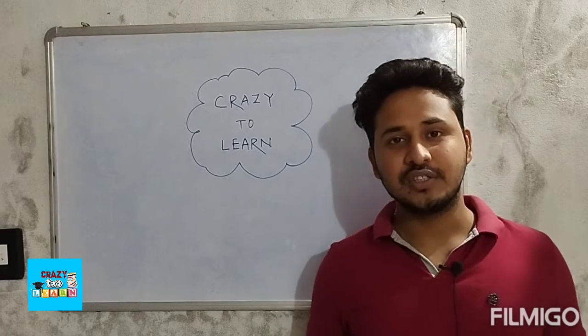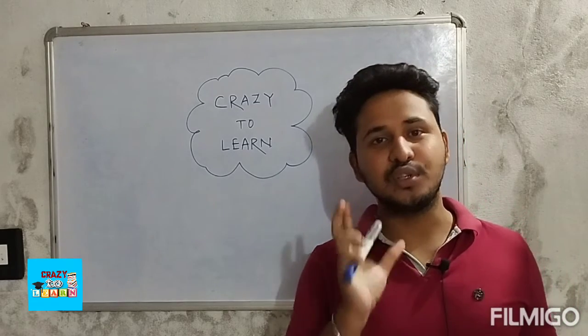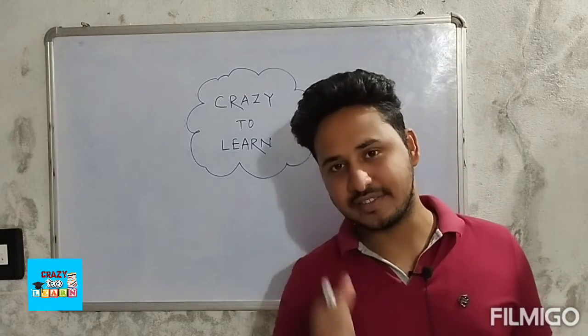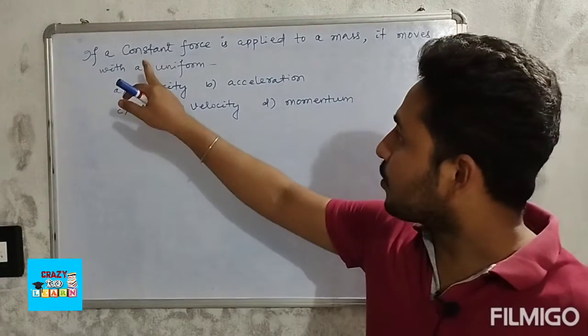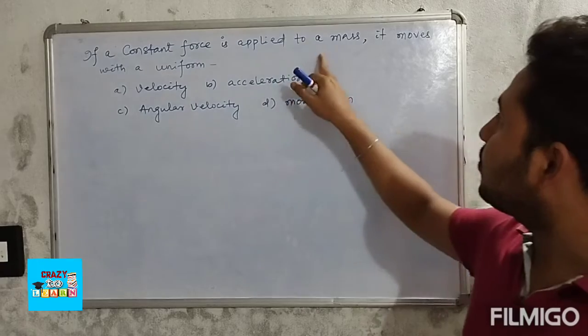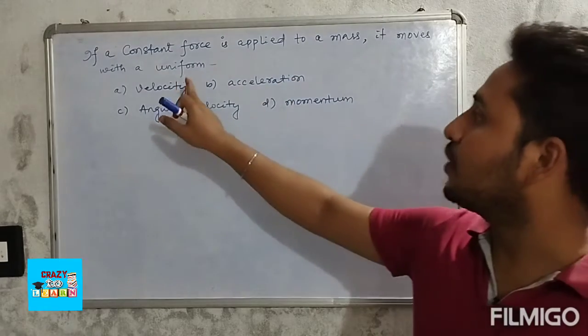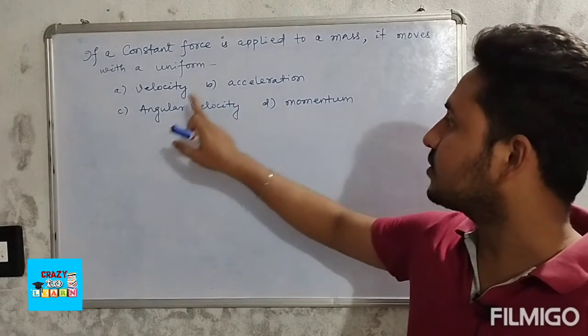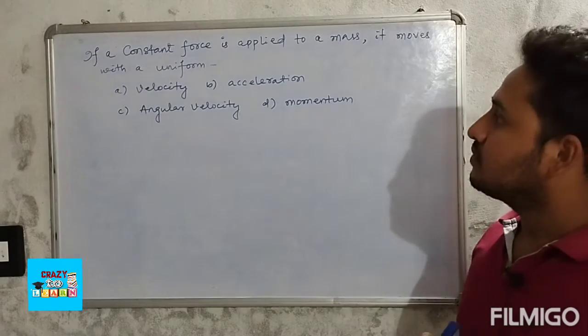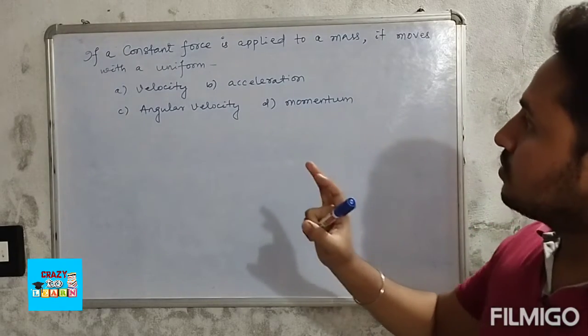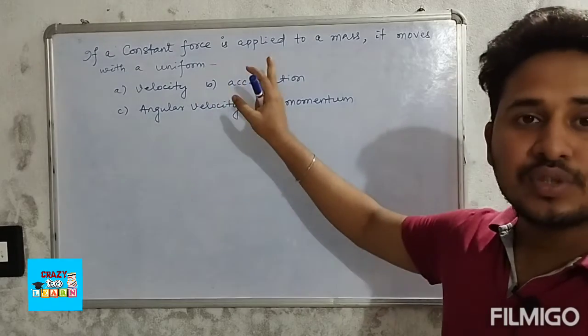Today we will discuss some multiple choice questions of Newton's laws of motion. Let's start. Today's first question is, if a constant force is applied to a mass, it moves with a uniform velocity, acceleration, angular velocity or momentum. It is asked to you, constant force is applied.